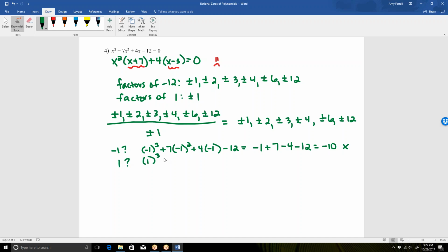Well, what about 1? I'm going to plug in 1. And when I plug in 1, I get 1 plus 7 plus 4 minus 12, which is 0. That's good. Okay, so I did find one solution. One solution to this equation is x equals 1. But I know there's got to be more than one solution. The degree is 3, so I'm thinking 3 solutions.